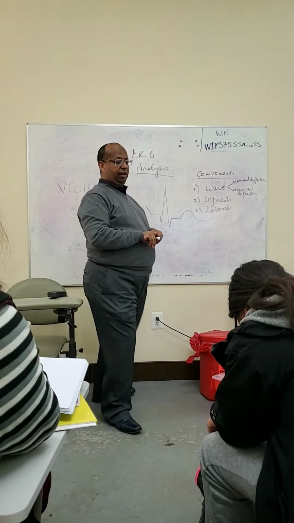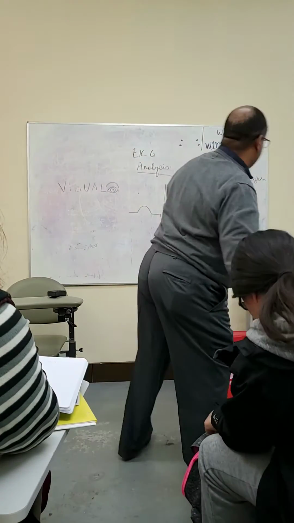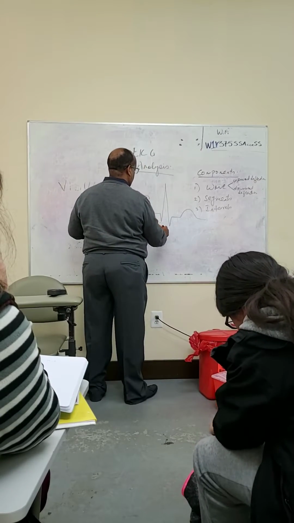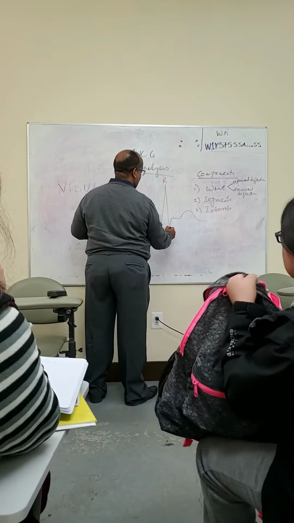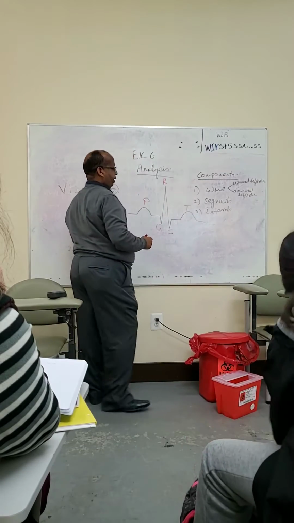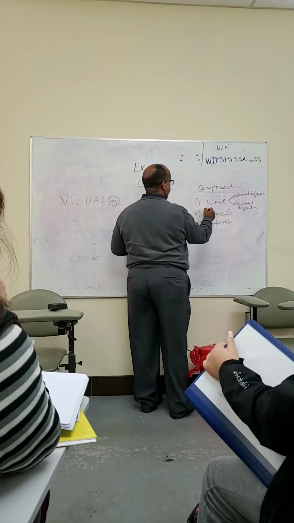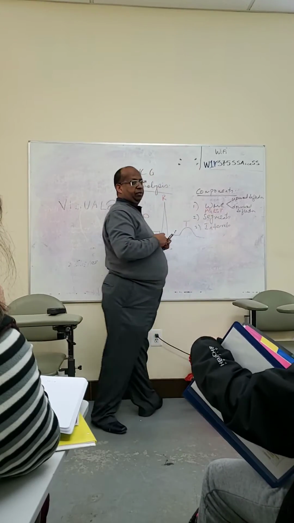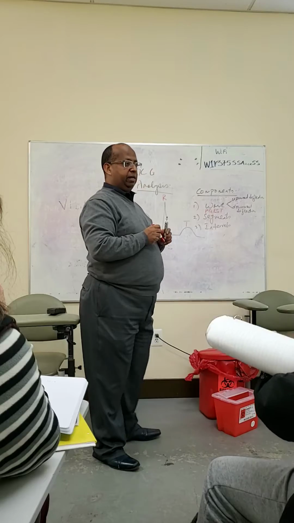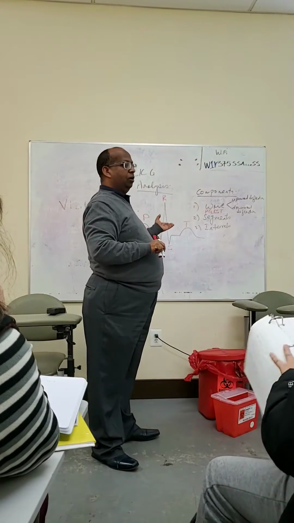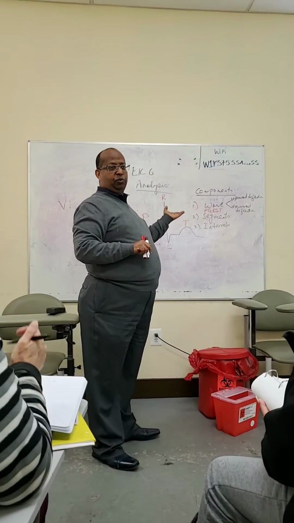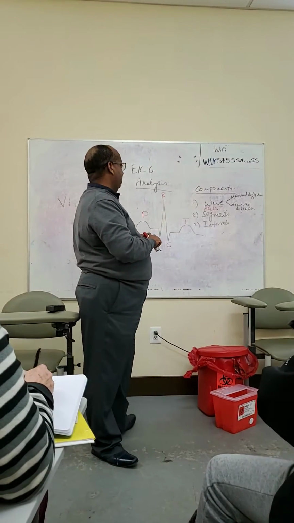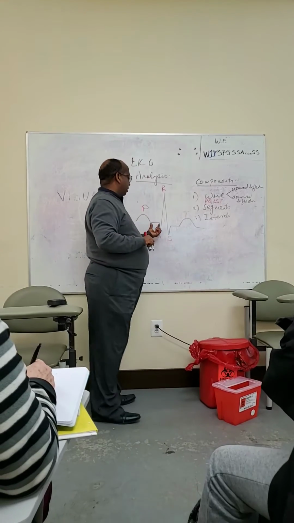Okay, so we say it like this. This one is the P wave. This one is Q. This one is R. This one is S. This one is Q. So this is P, Q, R, S, T. These are called waves. So waves are basically those that go up and down, and we call them upward deflection and downward deflection.